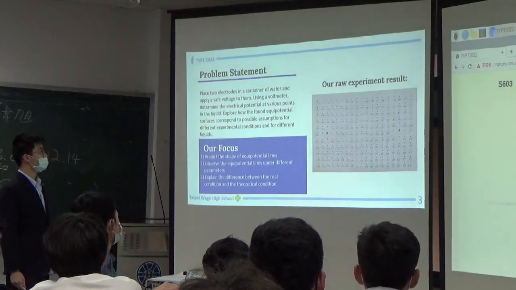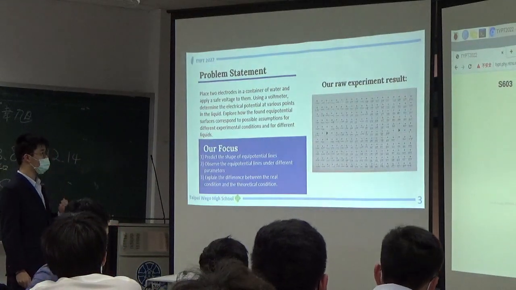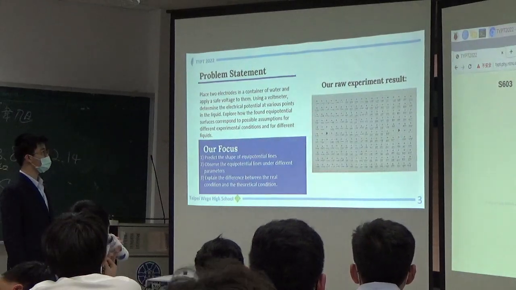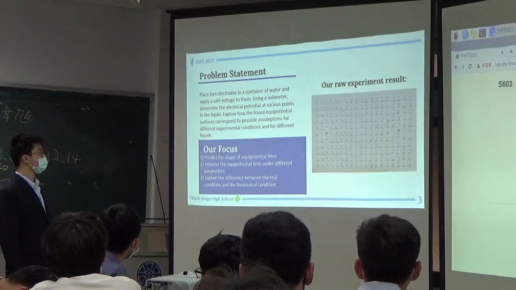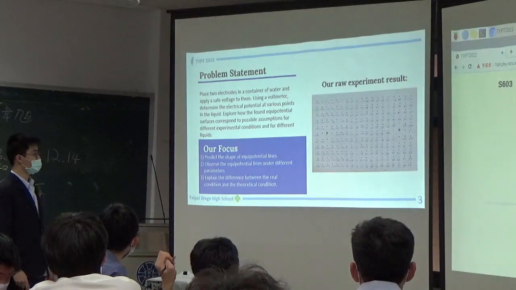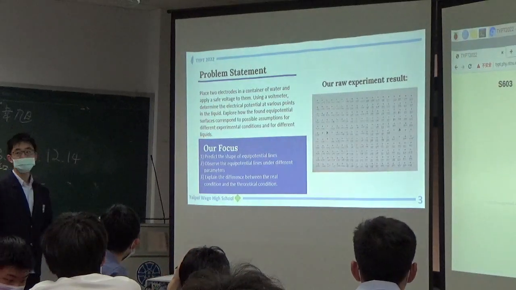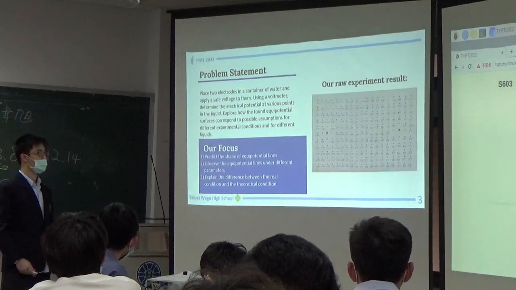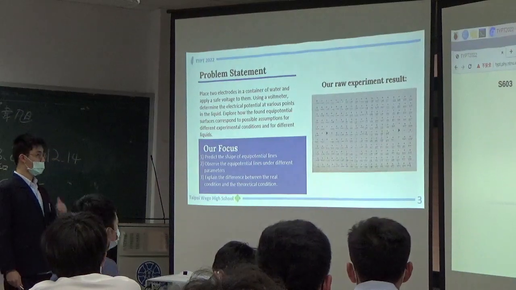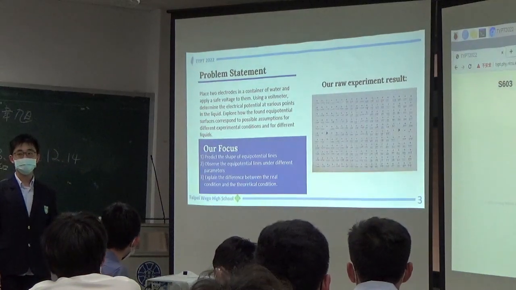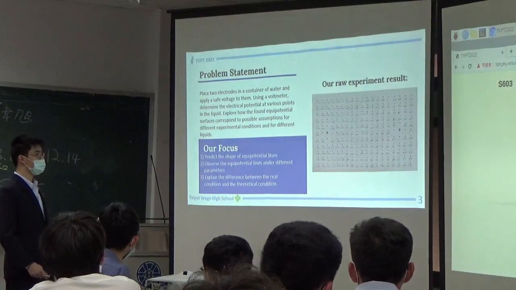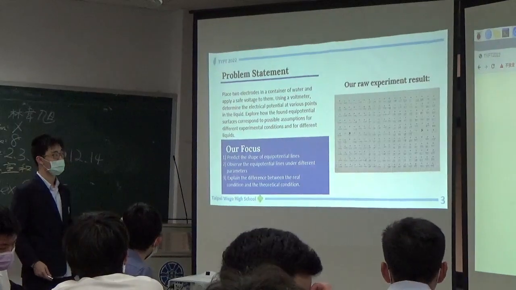The problem statement is that when we place 2 electrodes in a container of water and apply a safe voltage to them, using a multimeter, determine the electric potential at various points of the liquid, and explore how the found equipotential surfaces correspond to possible assumptions for different experimental conditions and for different liquids. Our focus is that, first, before even conducting the experiment, we should predict the shape of the equipotential lines. Second, we should observe the equipotential lines under different parameters, such as different electric potential differences and different solutes in the solution. And last, we're going to explain the difference between the real condition and the theoretical condition.